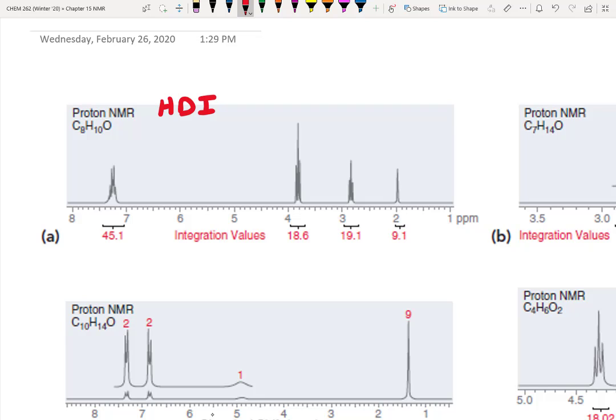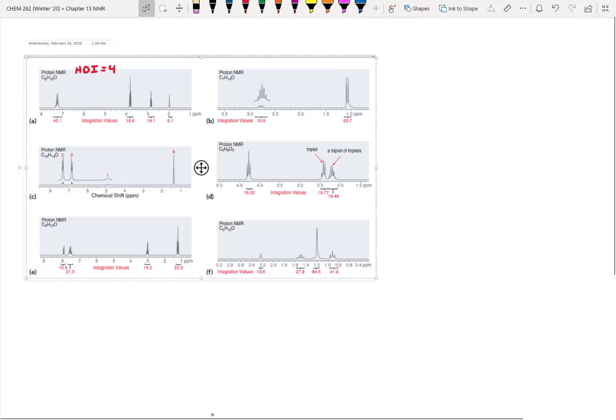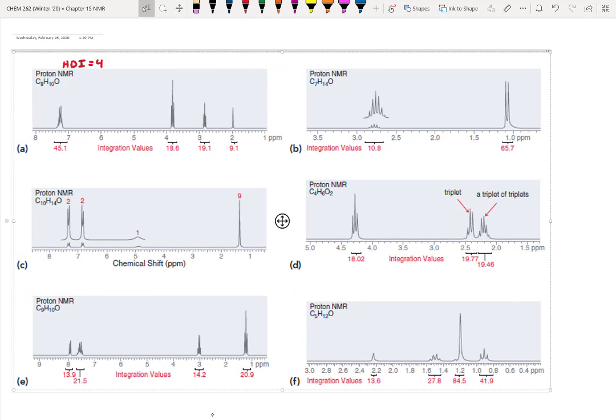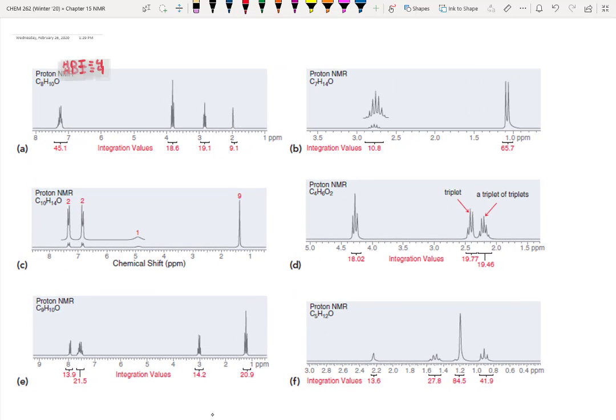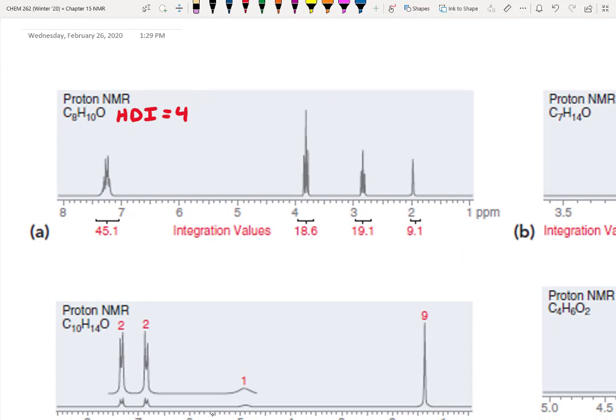So we double the number of carbons. So we've got 8 times 2 would be 16. We add 2, so that's 18. We subtract the number of hydrogens, which is 10. So that's 8, and then we take 1/2. So this would be a HDI of 4. So that means we have 4 rings and 4 pi bonds. I'm actually going to blow this up even more. But either way, this is really useful to have, and it's simple to do, so you might as well just do that first things first.